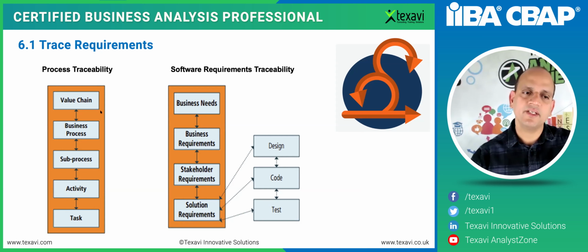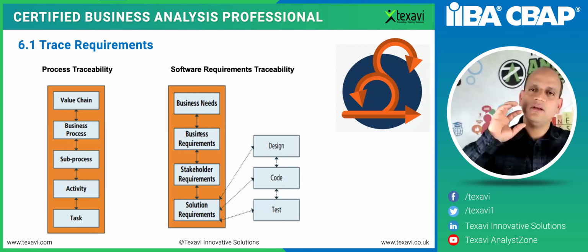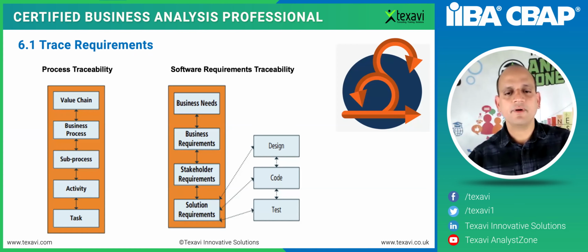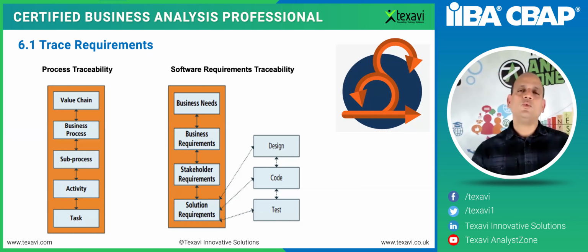So you've got business needs, just like the value chain in the business. The business need is the vision and mission that is triggering and driving this whole project. And from there, the business requirements: we want this customer to be able to do this. And then the stakeholder requirements, the needs, and the solution requirements, which are basically what the software should be able to do.